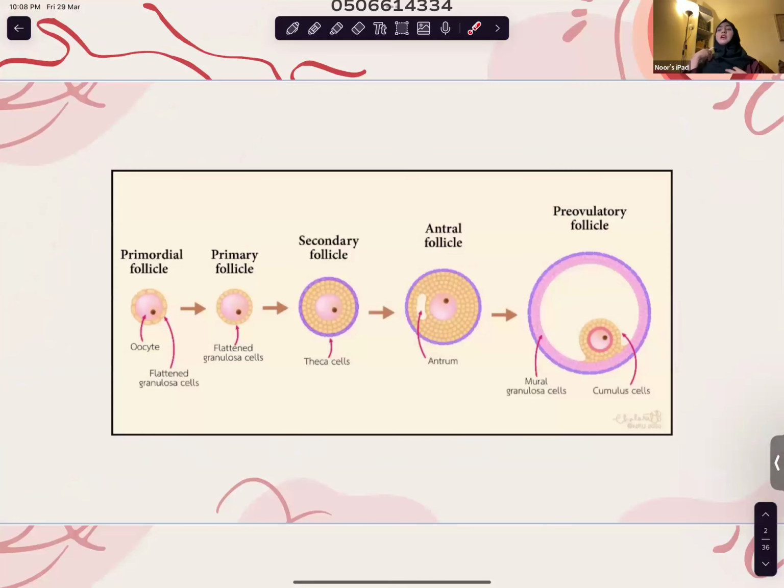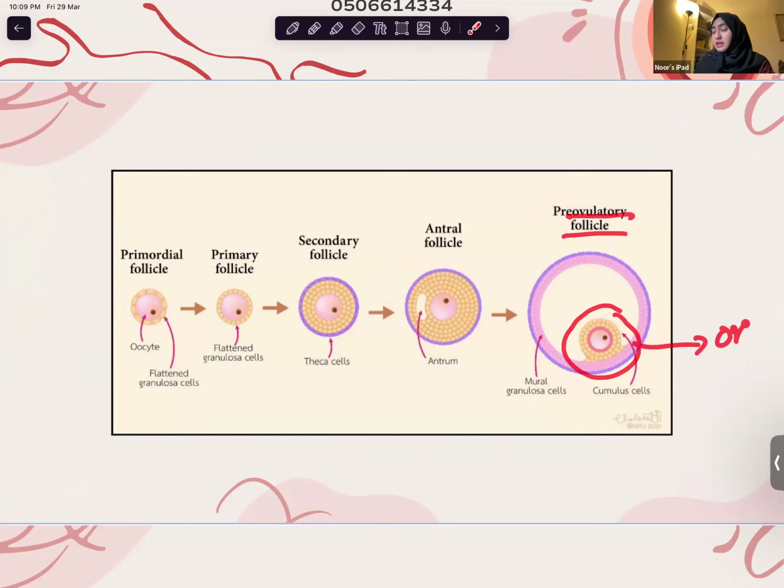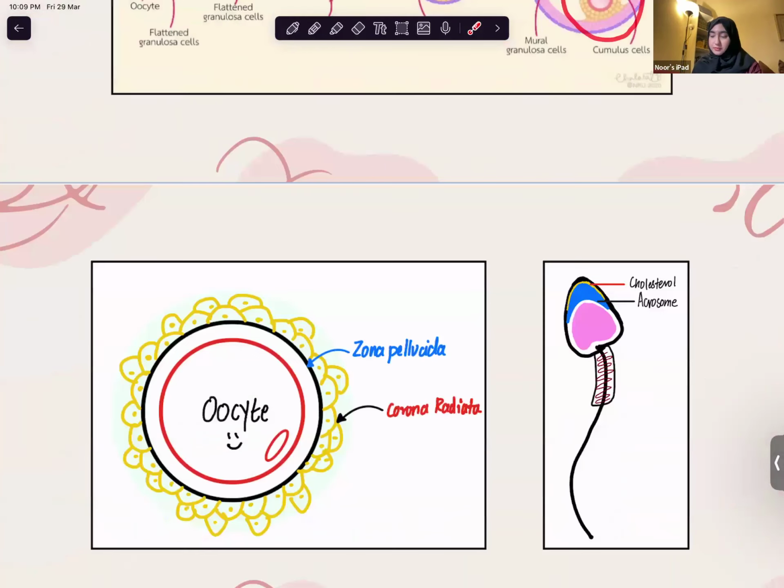Bismillah. Okay, so starting from the basics, we have the primordial follicle, then the primary follicle, secondary follicle, antral follicle, and pre-ovulatory follicle. Now, it is the egg that is released during the pre-ovulatory phase, as in during ovulation. When this egg is released, this is the one that would undergo fertilization. So our main focus would be this today.